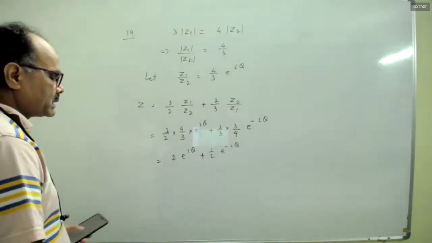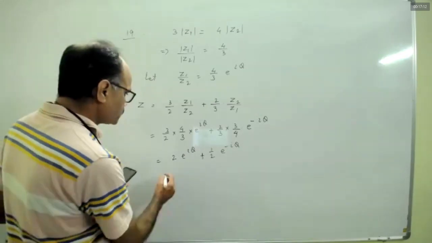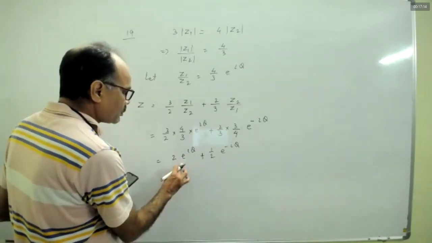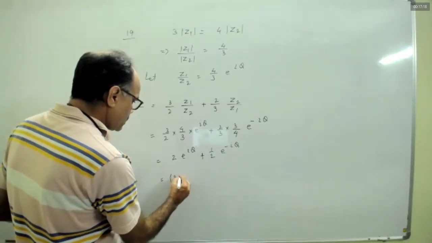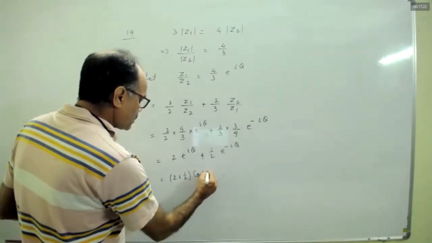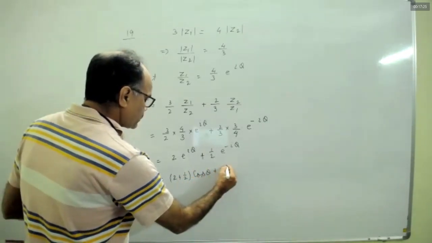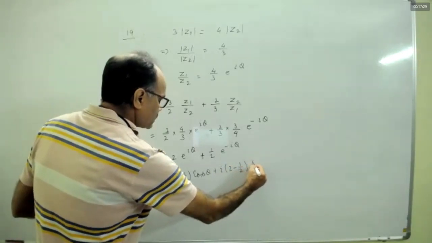Now mode of this: 2 cos theta, 2 plus 1/2 cos theta, 3 times of 2 minus 1/2 sin theta.